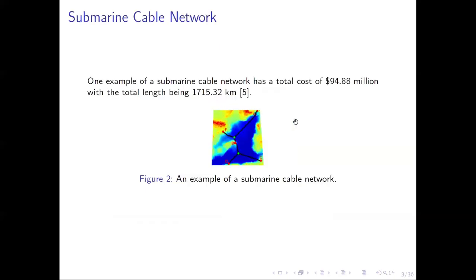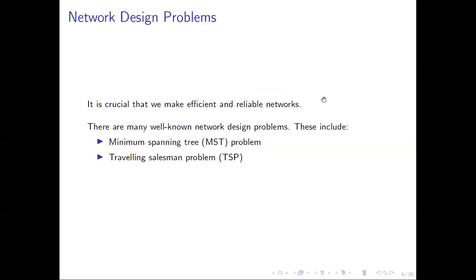Some of these networks can be very expensive. An example I'm going to give you is the submarine cable network. There's a paper which covered the submarine cable networks, and one such example cost $95 million and spanned a distance of 1,700 kilometers. So these networks are ubiquitous, and also they can be very expensive. So it's crucial that we make them efficient as well as reliable.